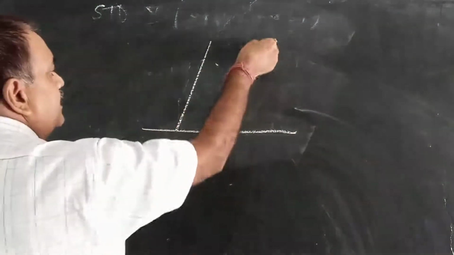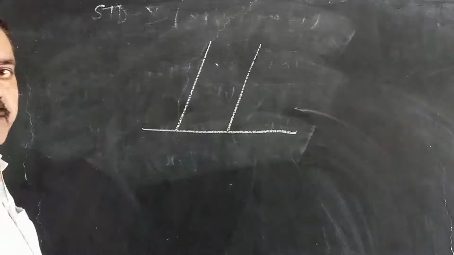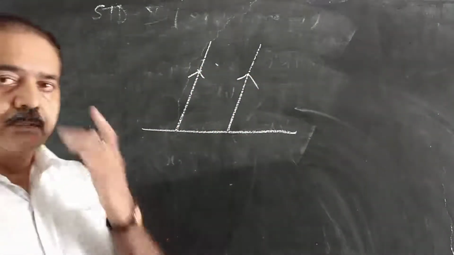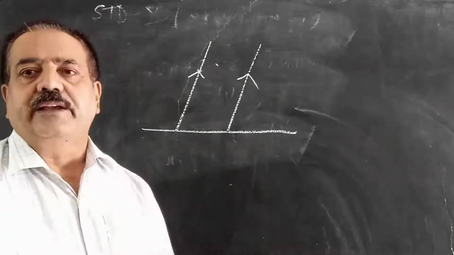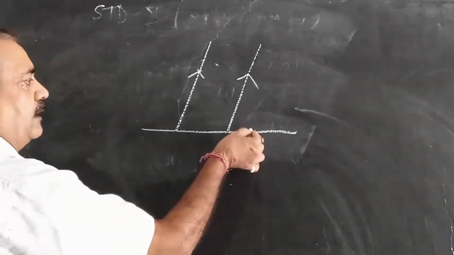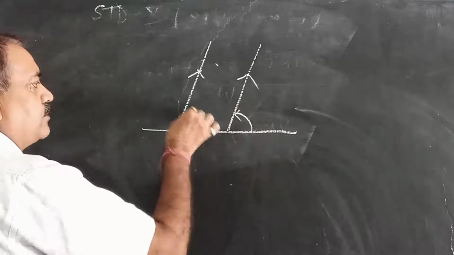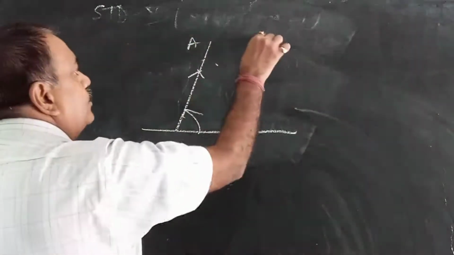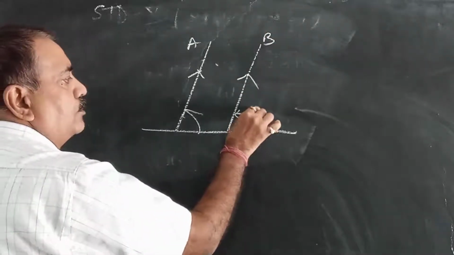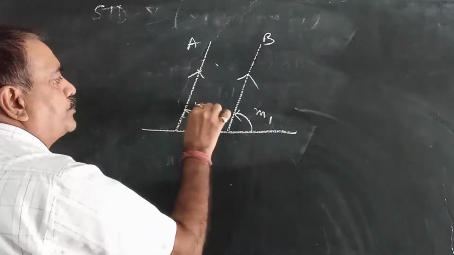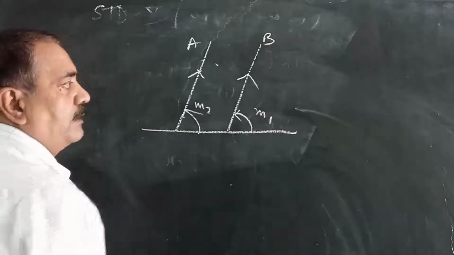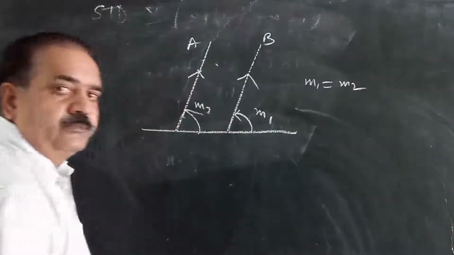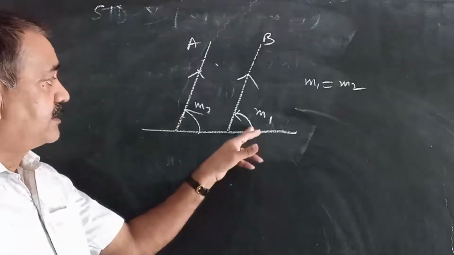Now see, when two lines are said to be parallel, see this one. This is one line, this is another line. They are parallel. What do we say? We say their corresponding angles are equal. And which are the corresponding angles? This is a corresponding angle, this is also a corresponding angle. So if A and B are two straight lines, B with slope M1 and A with slope M2, then the lines are said to be parallel when M1 is equal to M2.